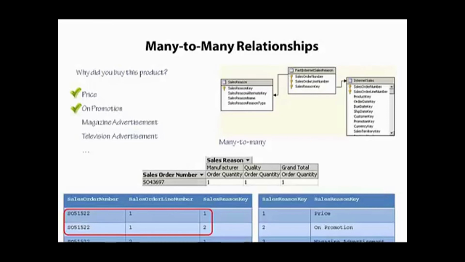When we look at this structure as we browse a cube, we'll see that the same sale shows up in multiple sales reasons. But that doesn't mean that we increase the total sales. With a many-to-many relationship, the grand total always reflects the true grand total.